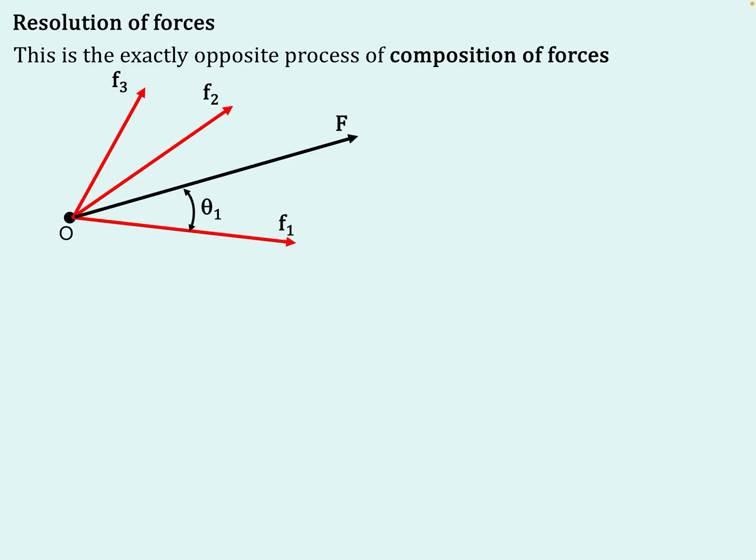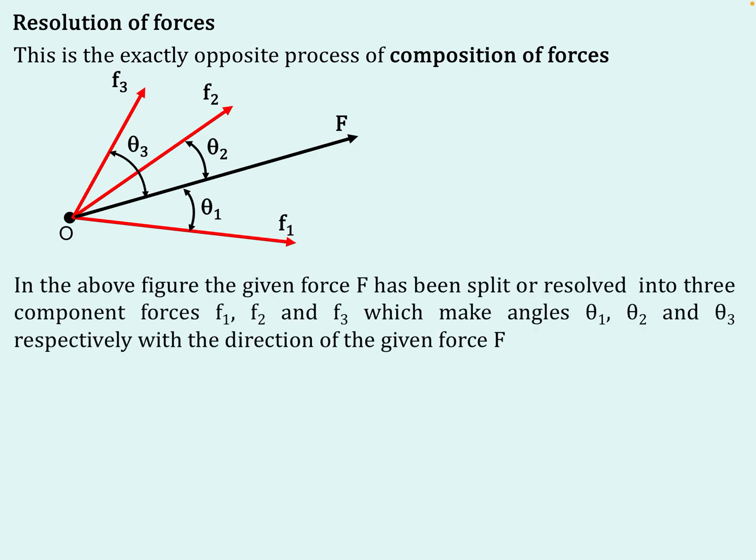The angle made by the component force F1 with the direction of the given force F is called theta 1. Similarly, theta 2 is the angle made by the component force F2 with the direction of F, and theta 3 likewise. So when a given force of magnitude F is given, we can split it into a number of component forces. In this case, the given force has been split into three component forces. But splitting a given force into three component forces in arbitrary directions is of not much importance in mechanics.